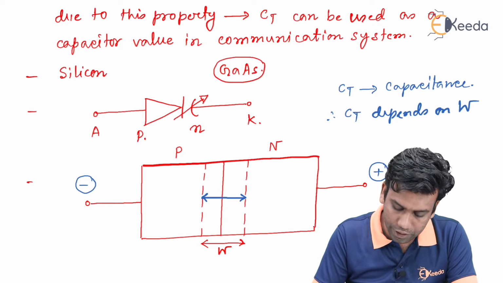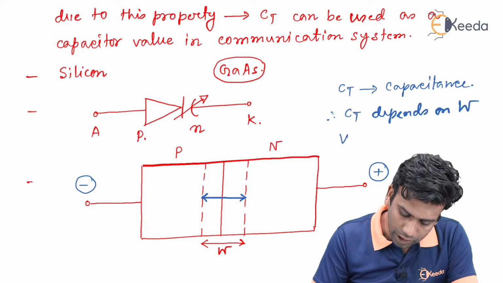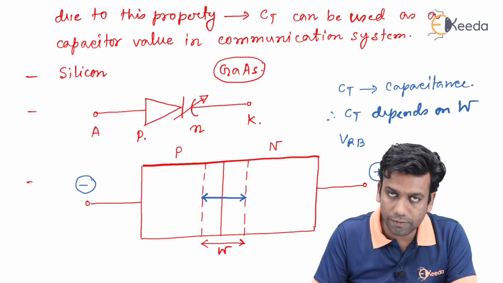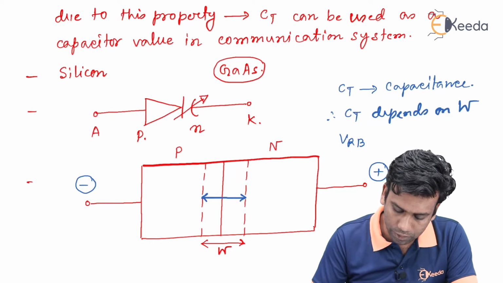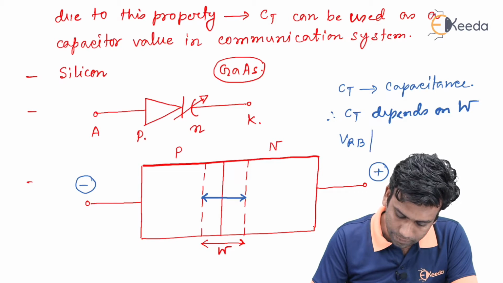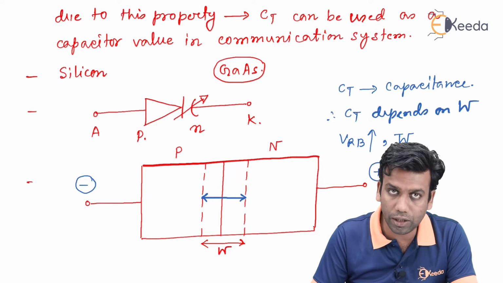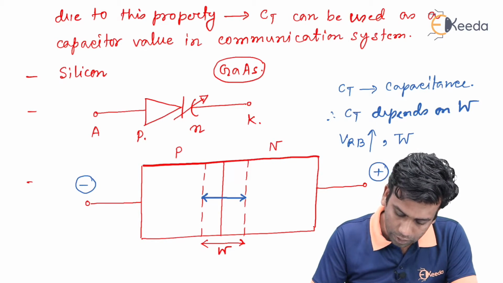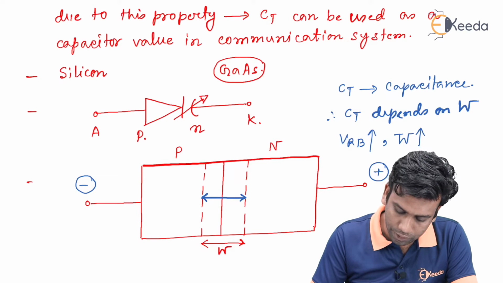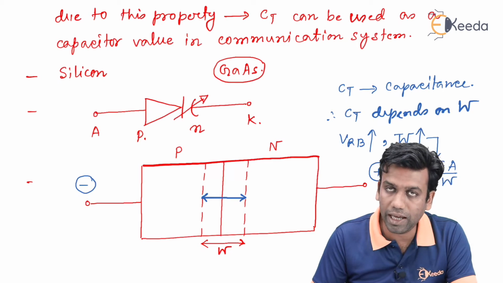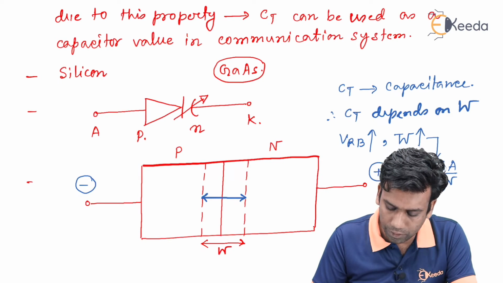Now, this CT value depends on the width of the depletion region. Now, as the VR, that is the voltage that has been applied in the reverse bias mode across the diode, is increased, then we know that the W value, that is the width of the depletion region, will also increase, and we know that the CT value is nothing but epsilon A by W, where A is the cross section of the diode and W is the width of the depletion region.